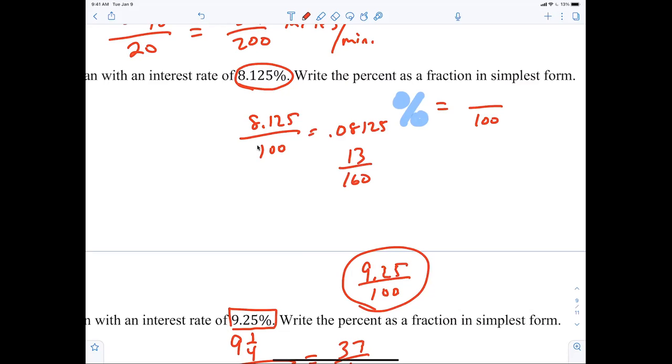All right, I'll show her. Let me just show her real quick. Sometimes the calculator gets messed up. It'll be 0.08125.